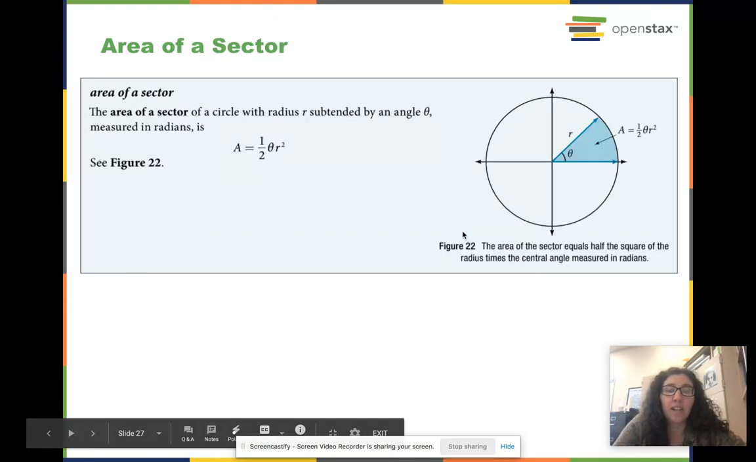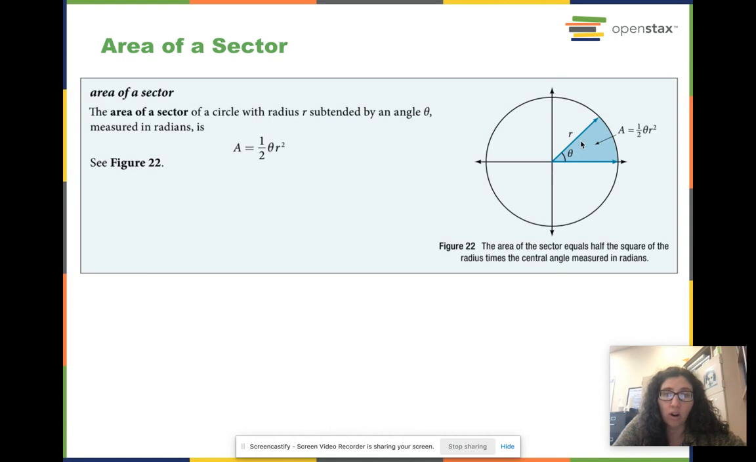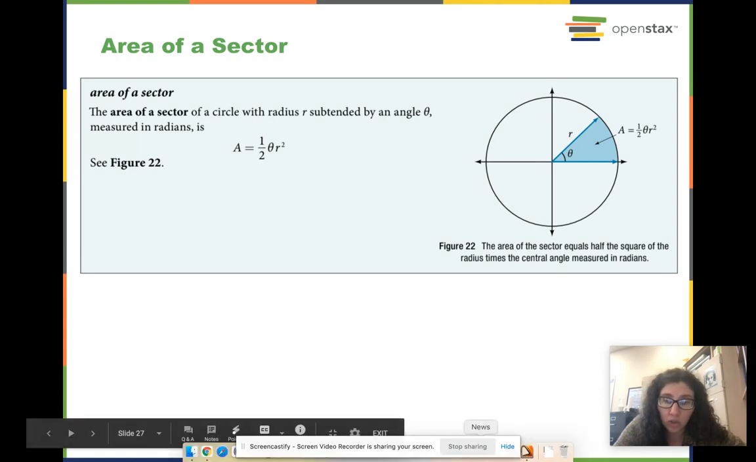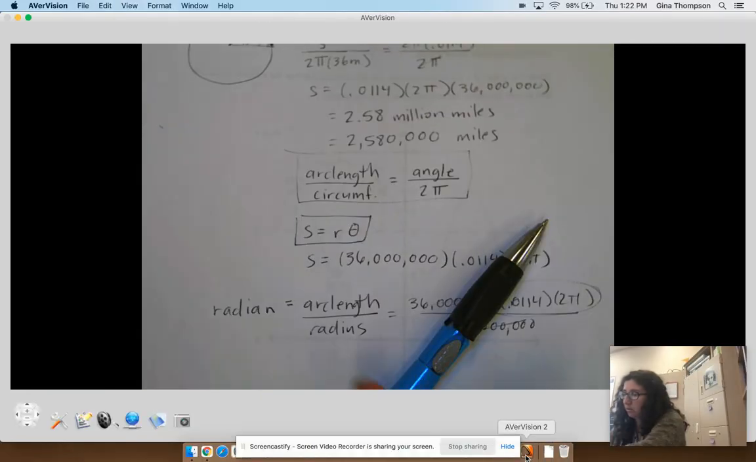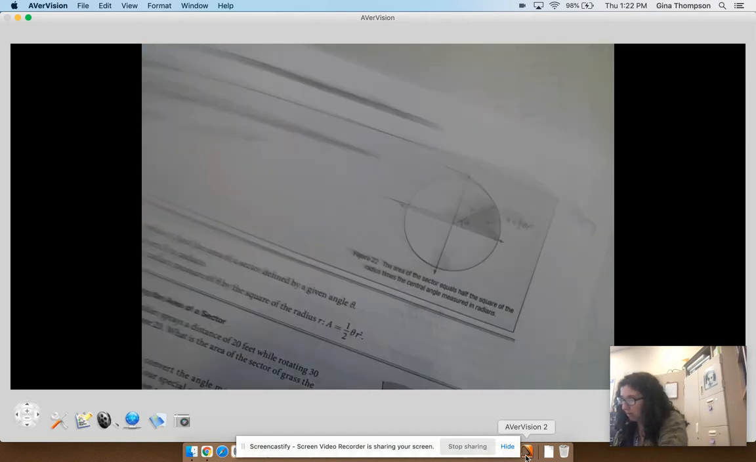The area of a sector of a circle with radius r subtended by an angle theta measured in radians is, and they give us this equation, 1/2 theta r squared. You can totally use this equation. This doesn't even look familiar to me because I, again, just use a ratio. All right, so let's look at the problem they give us for this.